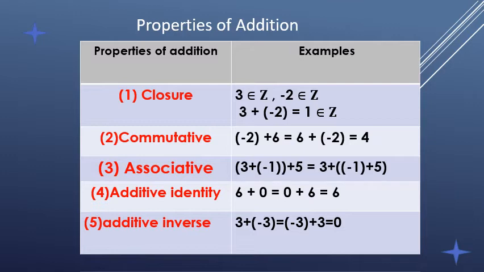If we add them, 3 plus negative 3 equals 0, and negative 3 plus 3 equals 0. The only number in Z which has no additive inverse is 0. Its additive inverse is itself, because 0 is neither positive nor negative.